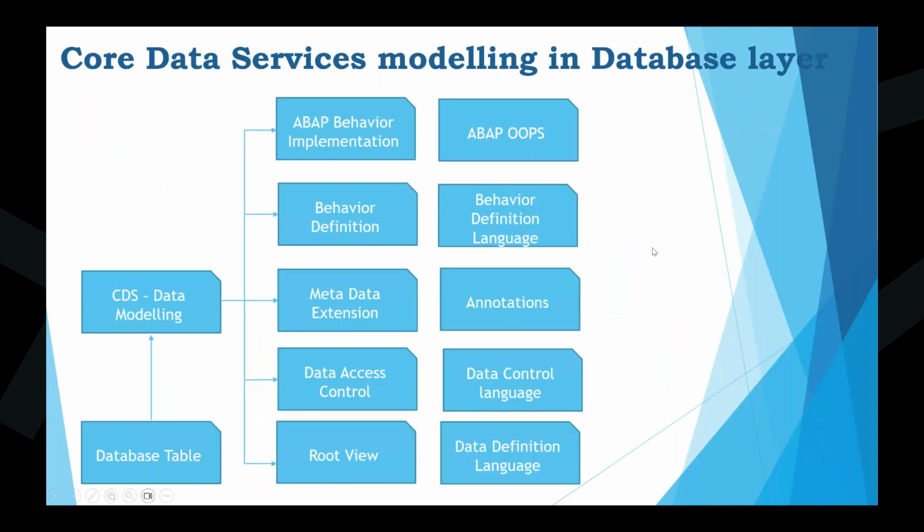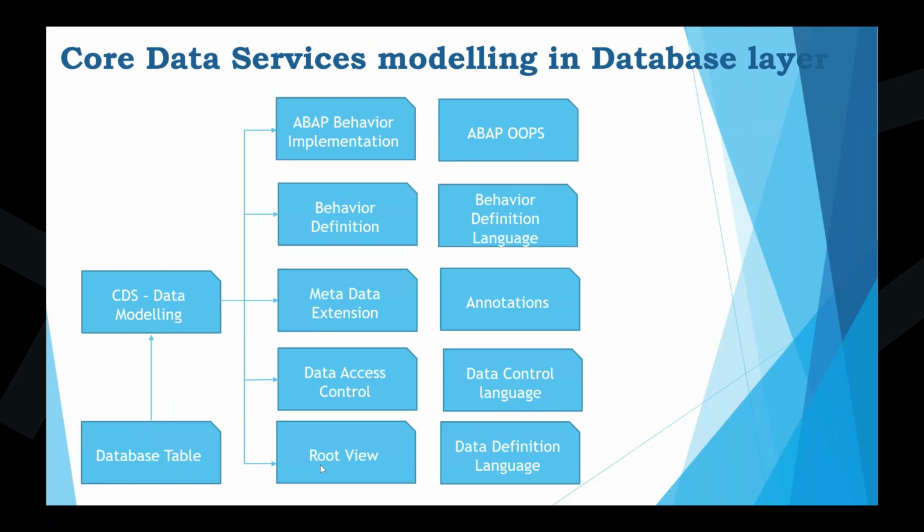No. Okay. So now what can we do in the RAP applications? What are the different actions we can do in the applications? We have a database table. On top of the database table, we create a CDS view. And for this CDS view, I'm going to create a root view.